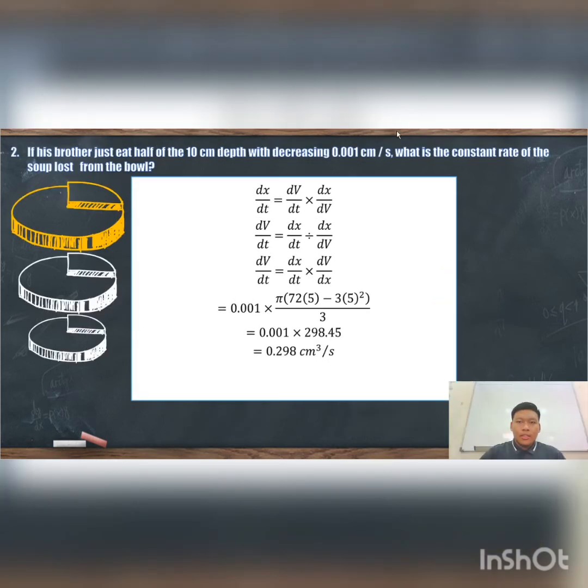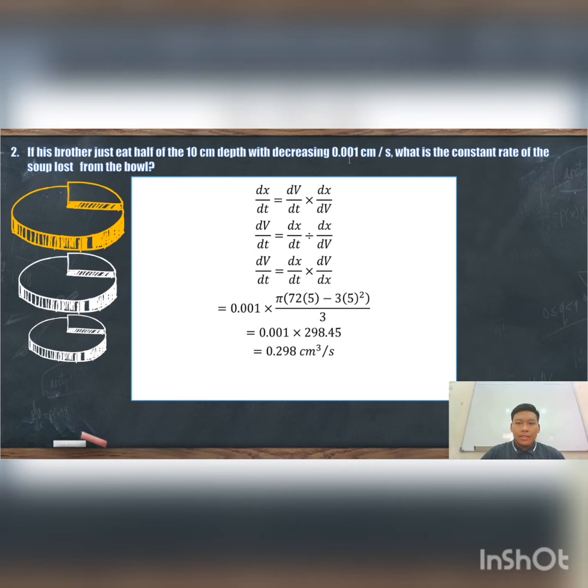We continue to the second question, which is to find the constant rate of the soup lost from the bowl. So we want to find the value of dV/dt when given the value of dx/dt. I just copy back the exact same equation from question 1. Here dx/dt equals dV/dt times dx/dV. We want dV/dt, so bring this derivative to the left side, which means dV/dt equals dx/dt divided by dx/dV, or I change the division to multiplication, so dx/dt will multiply with dV/dx.